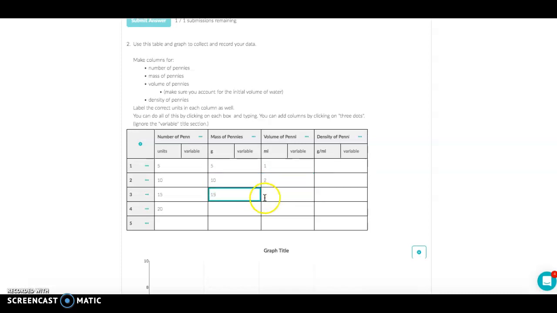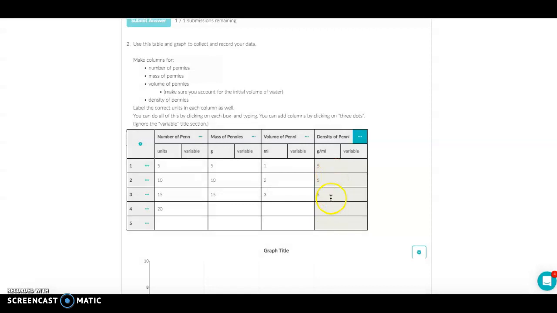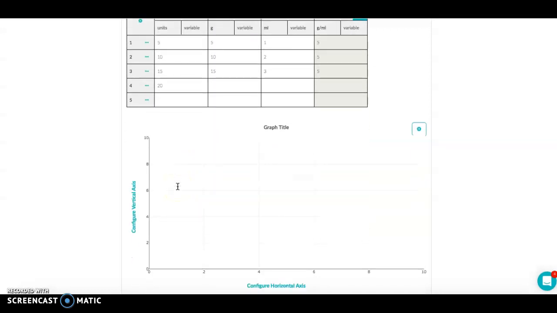Maybe this is 15 grams. And this is 3 milliliters. Again, this is the data that you recorded from the video above. To calculate density, remember density is grams per milliliter. There's a couple different ways you could do that. One way is to have it calculate it for you, and you want to insert column setting or a column formula. And so it's mass of pennies and then divided by the volume of pennies. And when you submit, it automatically calculates that for you.